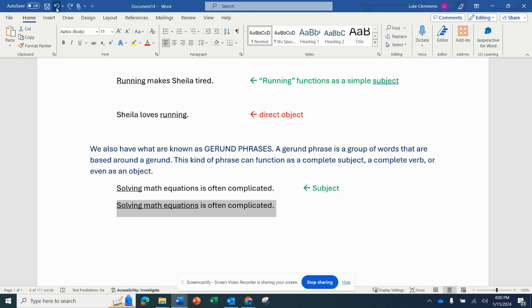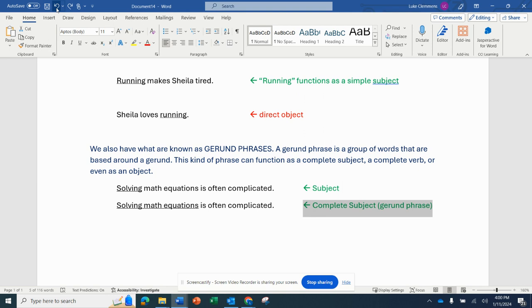But the phrase solving math equations is what we'd call a gerund phrase. And not only is it a gerund phrase, but it makes up the complete subject. Okay, so we have a gerund phrase, solving math equations, which also makes up the complete subject. The complete subject is solving math equations. That's what's often complicated.